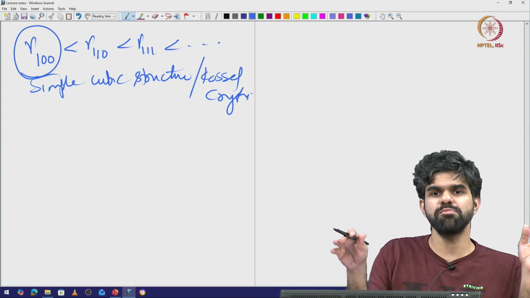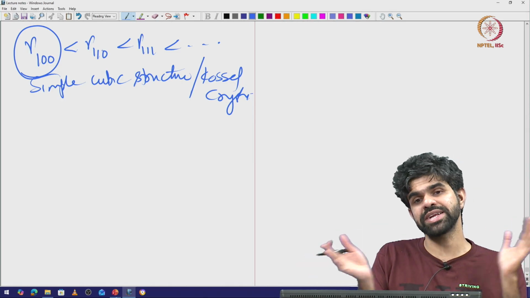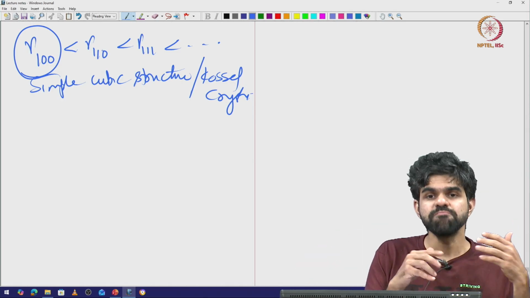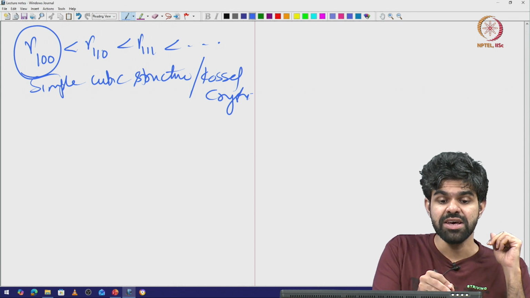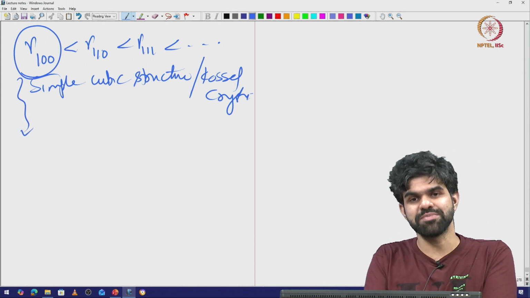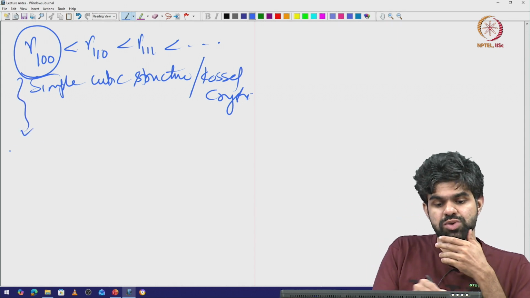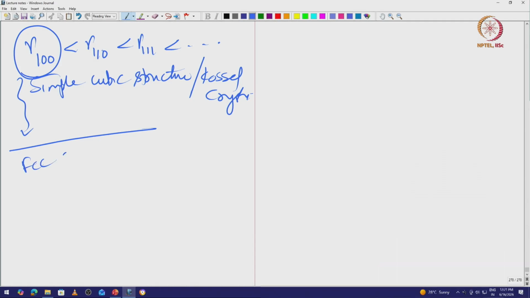So, out of all the planes that I have, now I am translating surface energies into the language of crystallographic planes, right. Out of all the surfaces I have, the 100 surface has the minimum surface energy. Okay. Now, if I do the same analysis for FCC crystals, I will see that gamma 111 has the least surface energy. Gamma 111 is less than, I think 110 will come next, and so on and so forth.